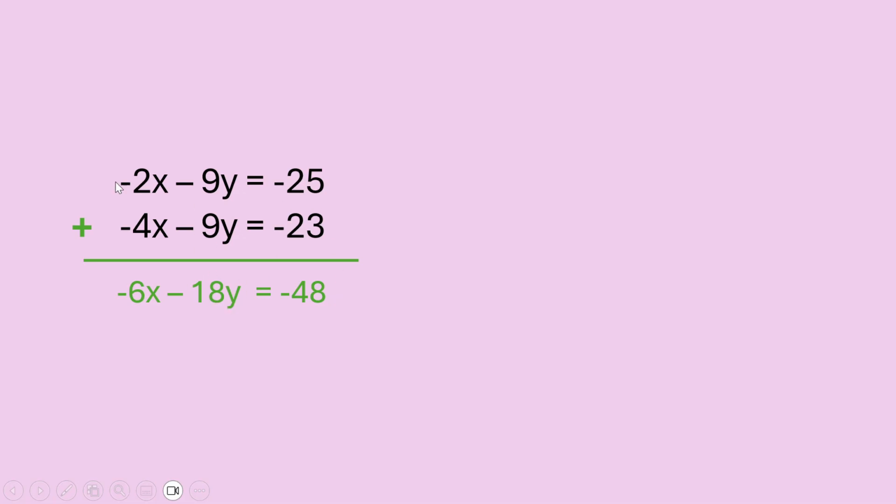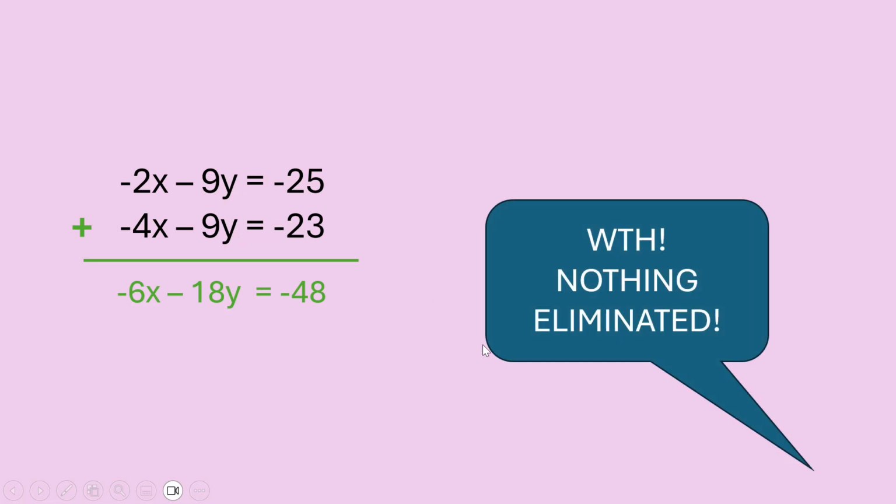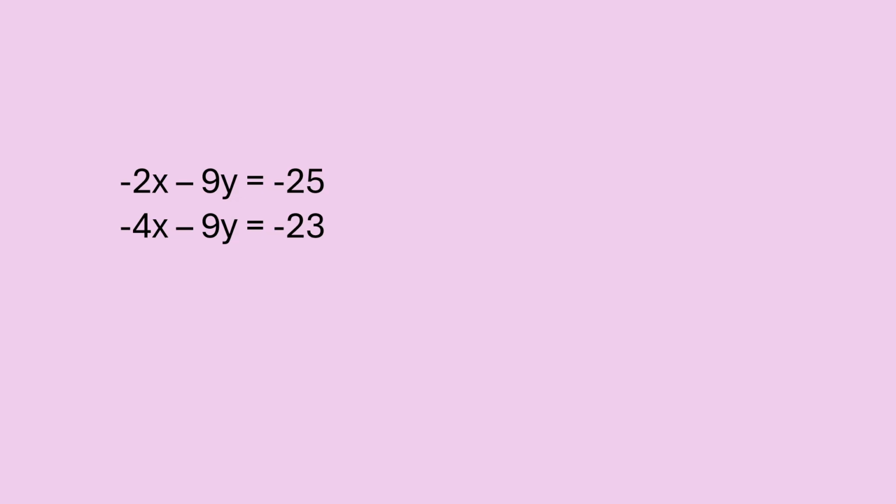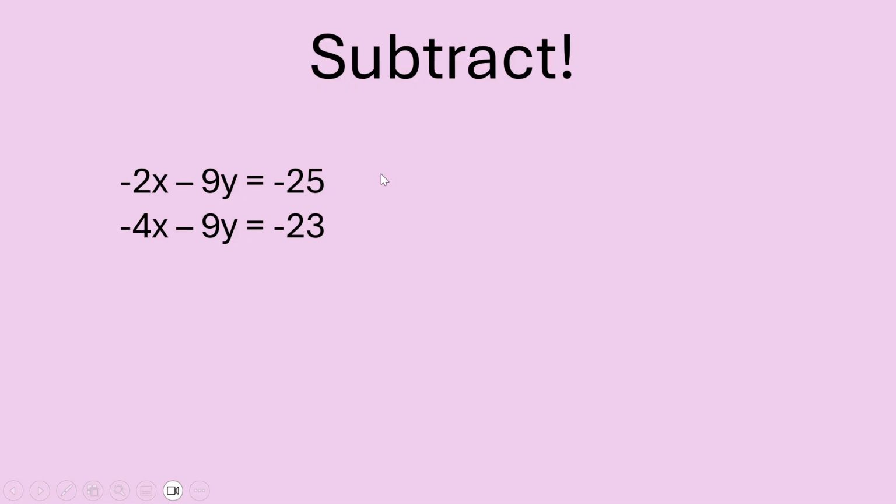So we see here that nothing got eliminated. The x's did not get eliminated. The y's did not get eliminated. Okay, so what do we do here when nothing gets eliminated? These are level 1 problems, so something should get eliminated when you add the equations or if you subtract. So that's what we're going to do in this particular case: subtract, because when we add them, they don't eliminate. If they don't eliminate when you add, then try subtracting.